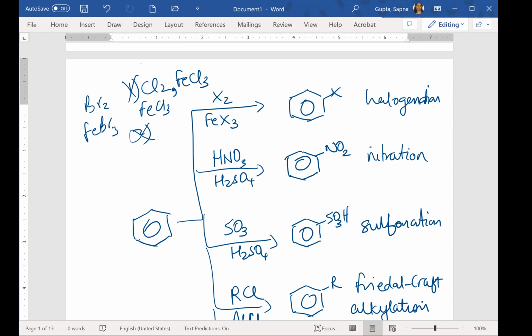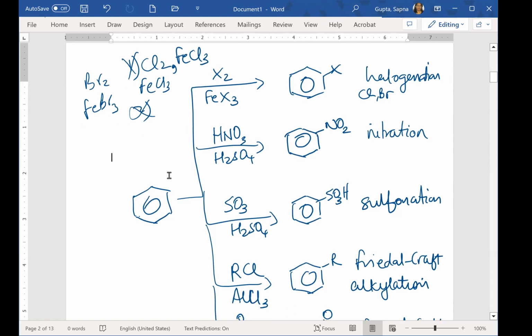The halogenation that you do here is usually going to be for chlorine and for bromine. We don't do fluorination this way. And for iodine, you need a different kind of catalyst. You don't need this catalyst, so you might see it somewhere. Anyhow, that's halogenation. The next one is nitration, which is nitric acid and sulfuric acid.